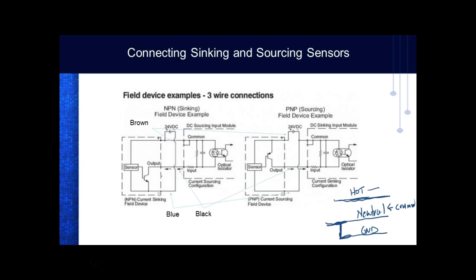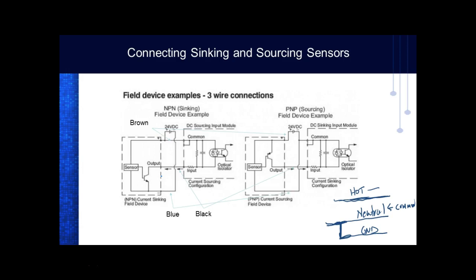Now, these guys here have a standard color code. So brown is the what? Brown is the plus, blue is the minus, and black is the what? It's the DC output. And that's the standard color code for a 3-wire system. So this one is going to connect the output to ground. So that would be what? Sinking, right? This is going to connect the output of the sensor to power, to the plus. So this is going to be sourcing.